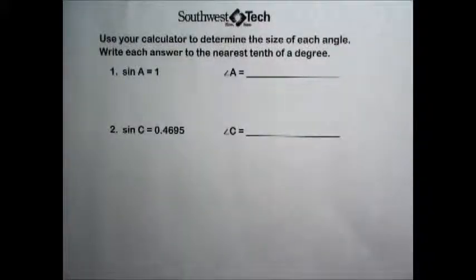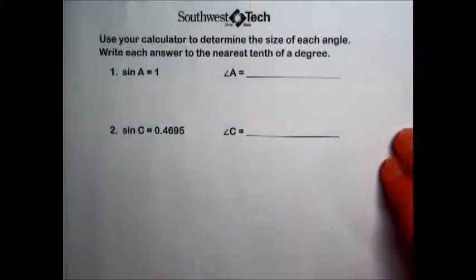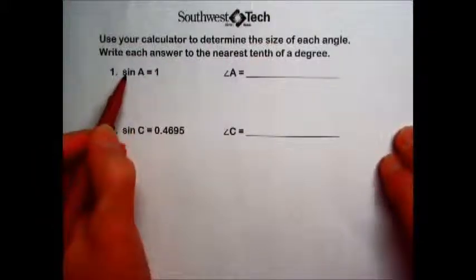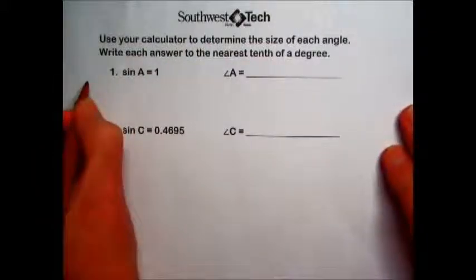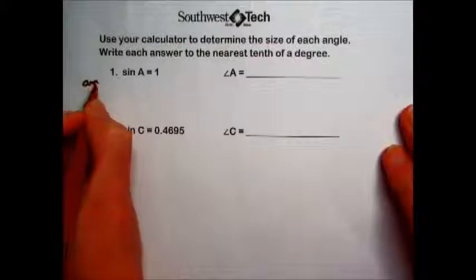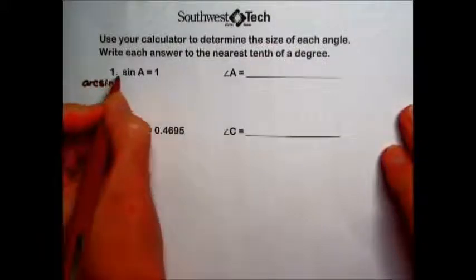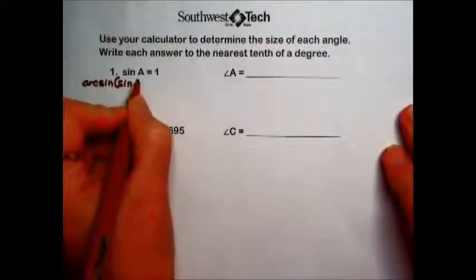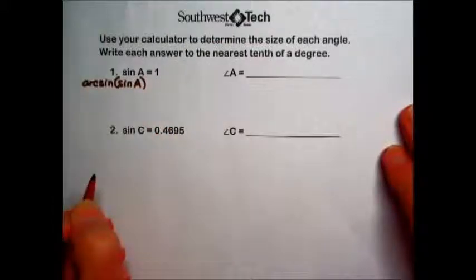Practice set 5. Use your calculator to determine the size of each angle. In problem number 1, we have sine of an angle A is equal to 1. To get the angle by itself and undo the sine, we will take the arc sine of the sine of A. These are inverse operations, which will just give us the angle A.